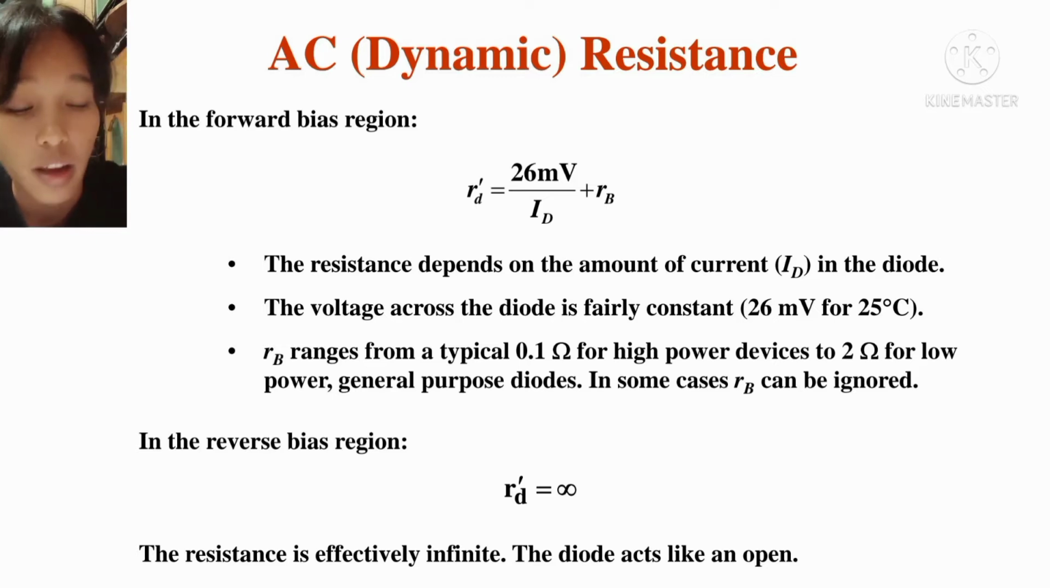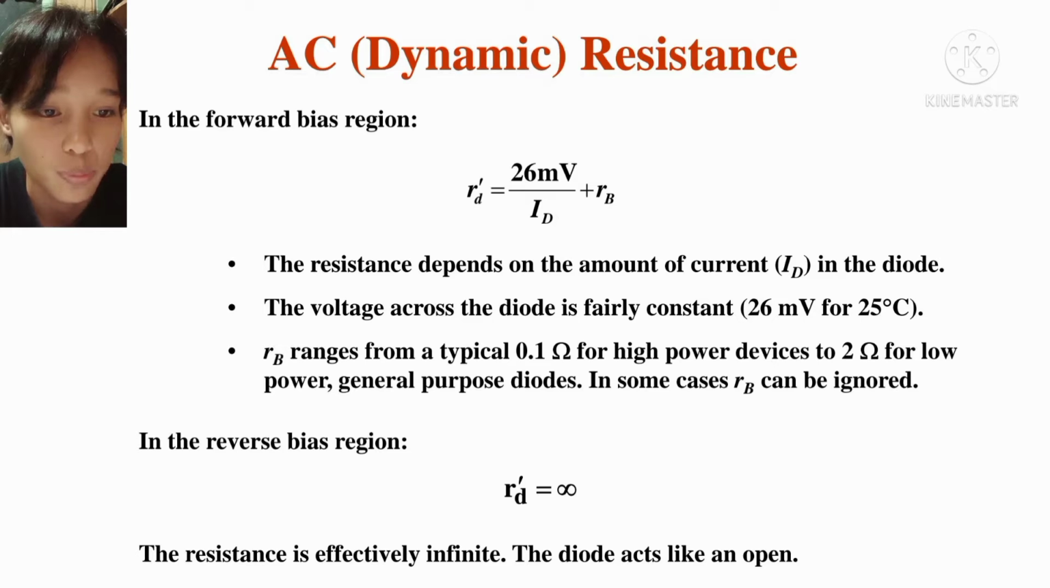Next is the AC dynamic resistance. In the forward bias region, the resistance depends on the amount of current in the diode. Then the voltage across the diode is fairly constant, 26 millivolts at 25 degrees. So it is constant and ranges from a typical 0.1 ohms for high power devices to 2 ohms for low power general purpose diodes. In some cases, RB can be ignored.